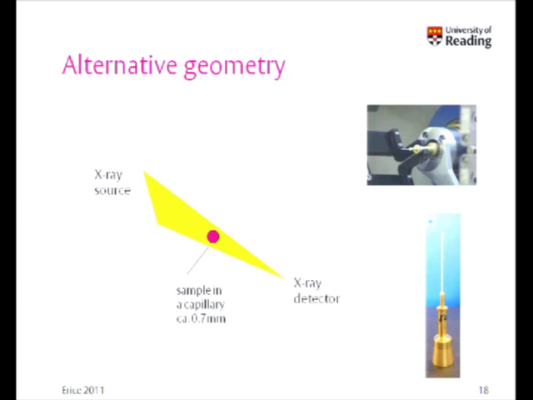And my own favourite geometry within the laboratory is that of the convergent beam onto the X-ray detector, but this time with a sample held in a capillary. And I think it's pretty widely recognised that if you want samples that are largely free, or as free of preferred orientation as you can, then this is the best way to do it.